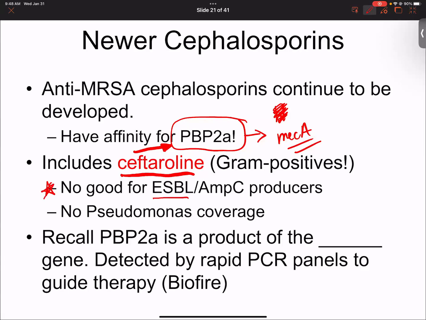Ceftaroline doesn't give us activity against some of these funky beta-lactamases. Ceftaroline doesn't offer us pseudomonal coverage, okay? In fact, the only place in therapy, in my opinion, for ceftaroline is to treat an MRSA infection that isn't amenable to one of the other agents that are used for MRSA.